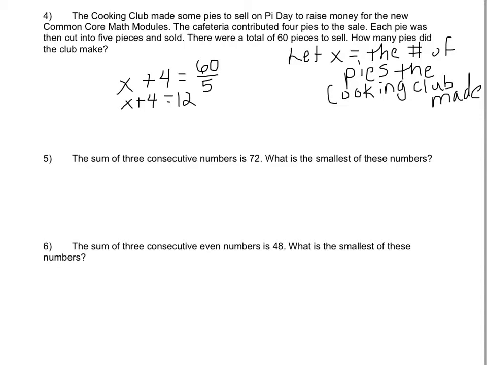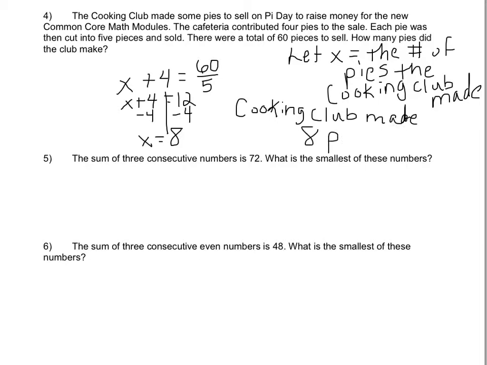If we look at what is happening over here, we're adding 4. We need to do the opposite. Subtract 4. Whatever we do to the left, we must do to the right. X ends up equaling 8. The number of pies the Cooking Club made was 8 pies. Cooking Club made 8 pies. Period.